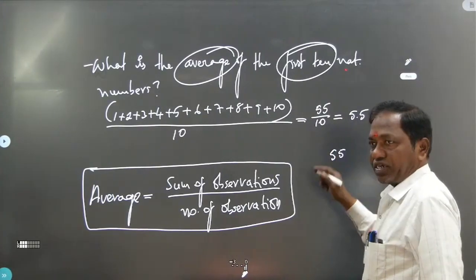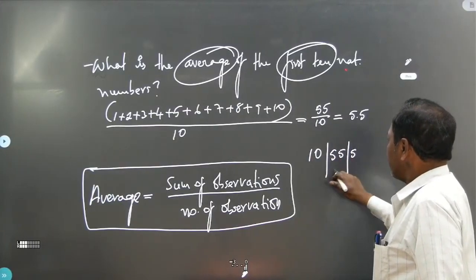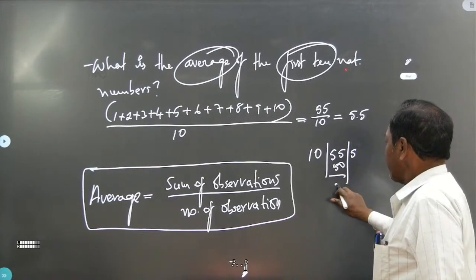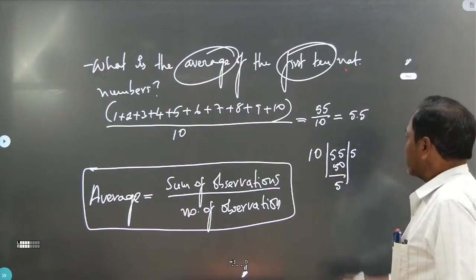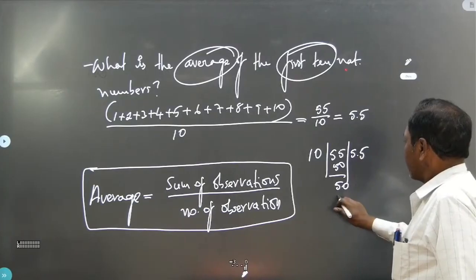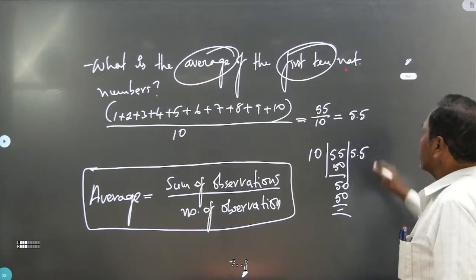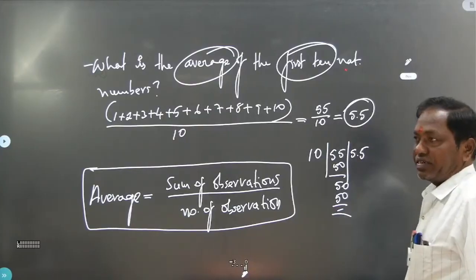And this is the shortcut actually. You can divide by 10. 10 5s are 50. Remainder is 5. It's not sufficient, so decimal 0. That's it. Yes, this is the average, 5.5.